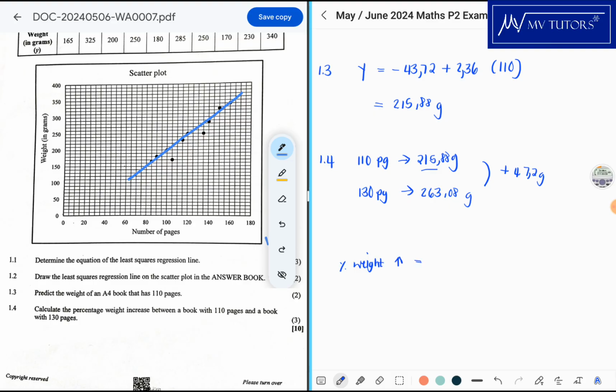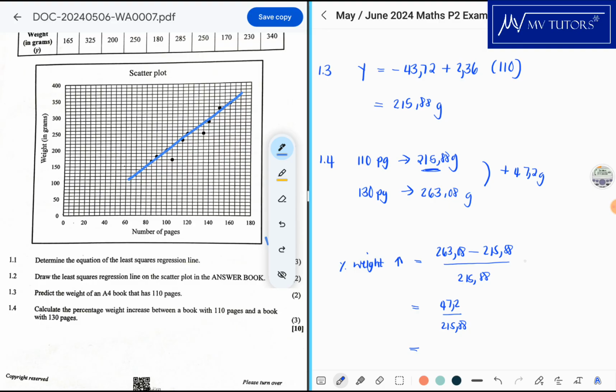So that's basically, we're going to take 263,08 minus 215,88, all over where we started, 215,88, which is now 47,2 all over 215,88.